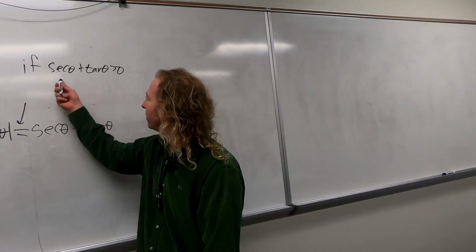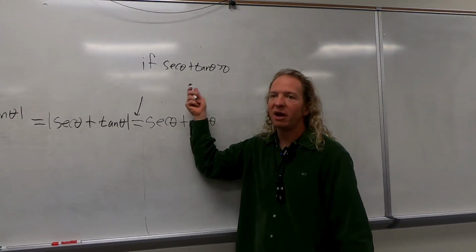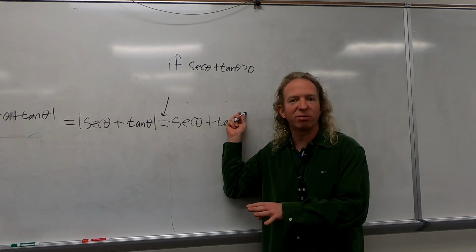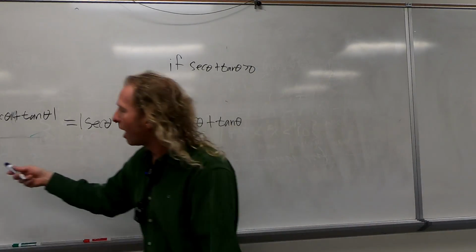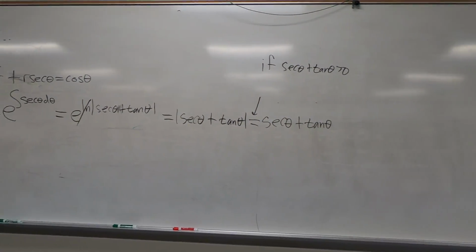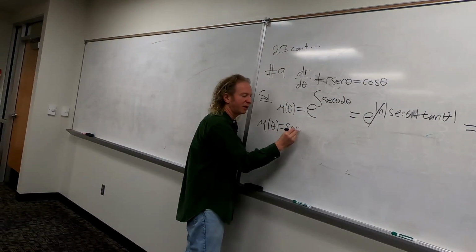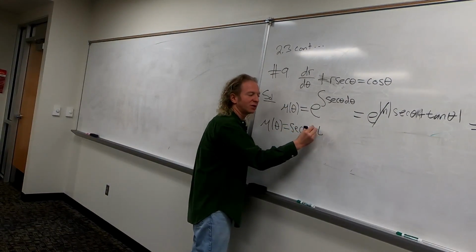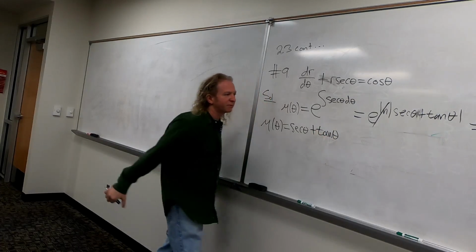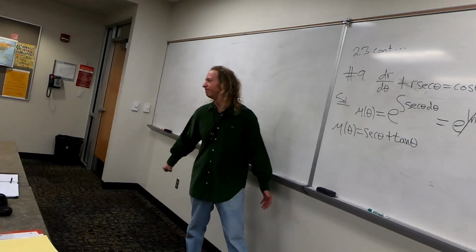I guess we could figure this out, or we could come back and do this later. I say let's figure it out later. Let's wait to the end of the problem. So let's just keep going. I'm going to write it again. So we have it here. Mu of theta is equal to secant theta plus tangent theta. Good stuff.